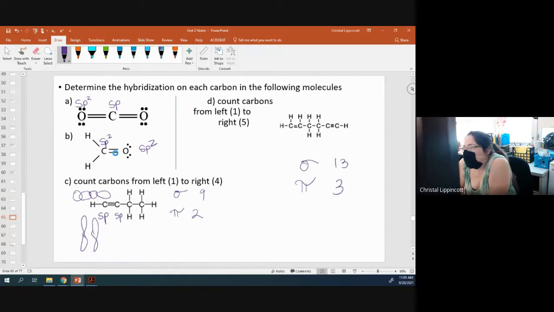Did you get the same thing? Yep, making sense? Okay, so let's figure out hybridization here. This carbon is sp2, sp2, sp3, sp3, sp, sp. What about this hydrogen? It doesn't hybridize because it only has an s. Okay?